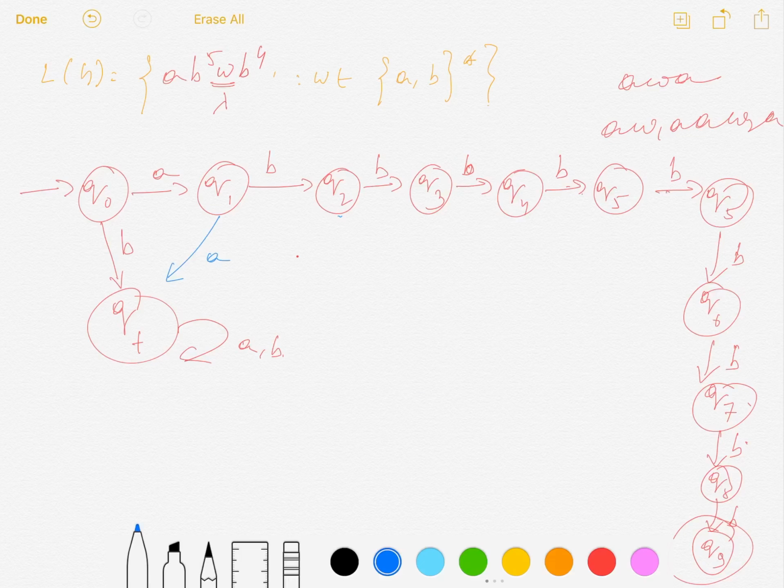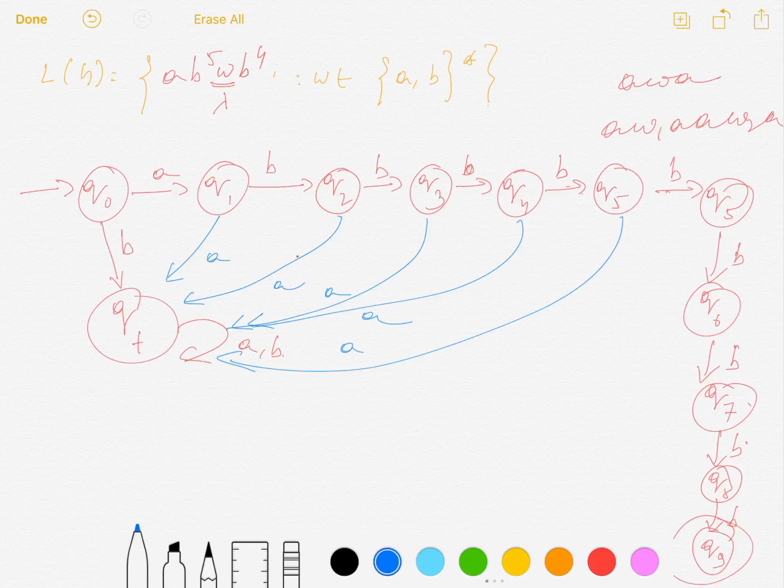At q2 also, similarly, a is an undesirable input. At q3 again a should be an undesirable input. How long should it go? That means up to a b^5, in between this, apart from a and 5 b's, if any other string comes, that is undesirable and will lead the machine to the trap state. So better to make this 1 2 3 4, and after that 5 b's, it must reach the trap state. Now at q5 it has already consumed a and b^5. Now it can take any combination of a or b.